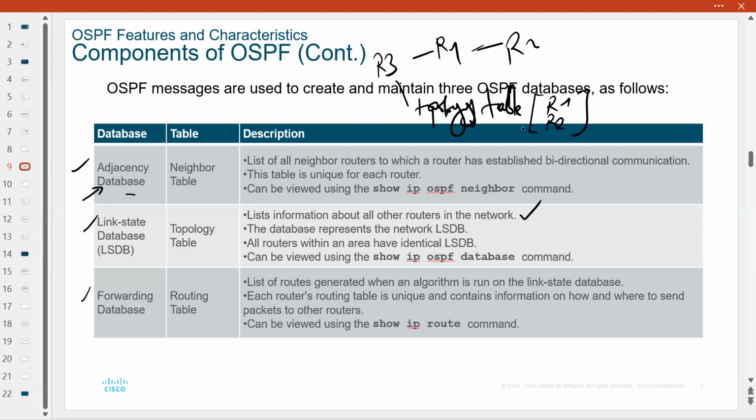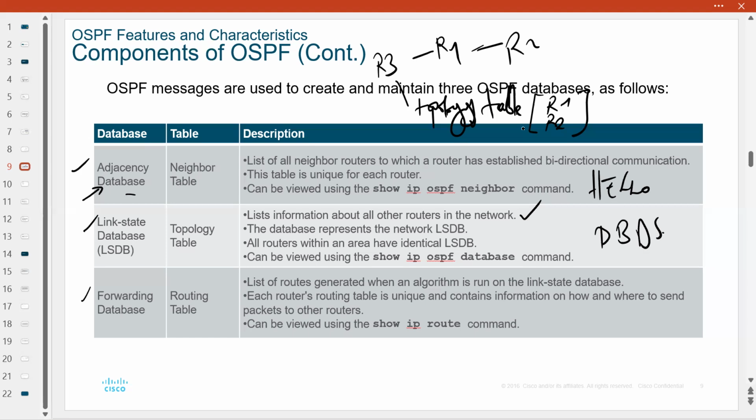This happens after my DBDs are exchanged. So here we have my hello packets, adjacency done. This is the first step. Then at this point, my DBDs are exchanged. We now know what the whole network looks like, which is the topology basically. Right, the database represents the network link state database. All routers within an area have identical LSDBs. Why are they identical? Right, because they know every other router in the network.